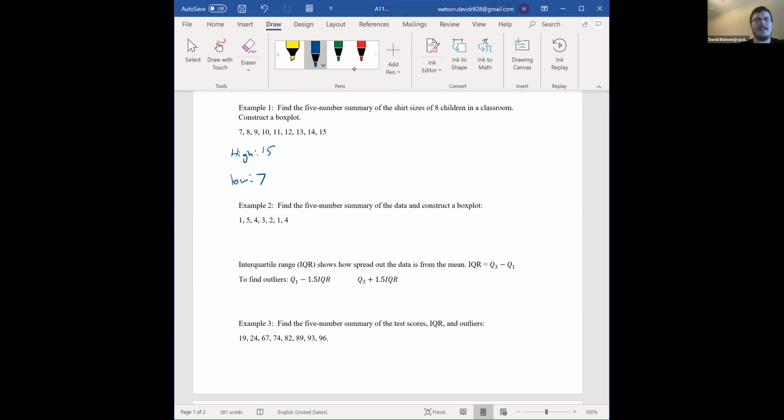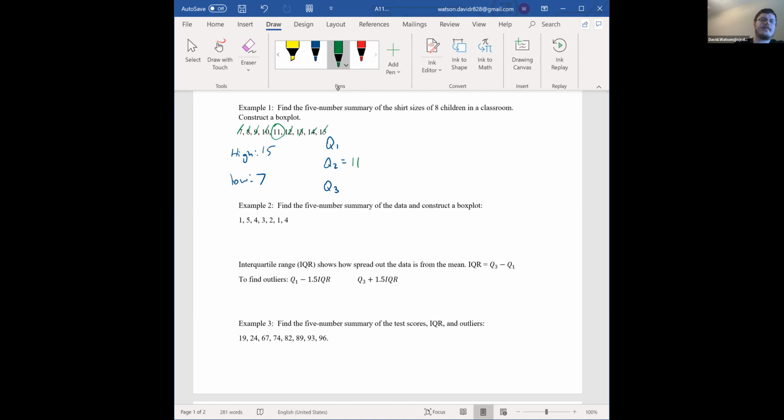All right, next up we need those quartiles. So Q1, Q2, Q3. We're going to start with Q2. That's the easiest one to find because it's just the median of the data set. So we've already done median before. It's just keep crossing off the highest and lowest. Eventually you're left with 1. That's our median, and in this case, Q2.